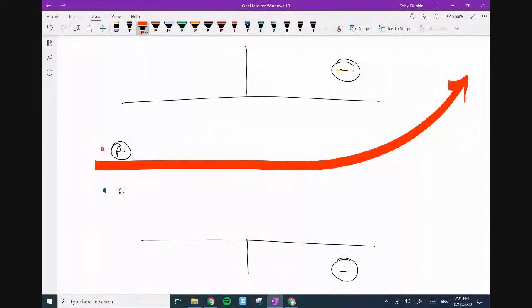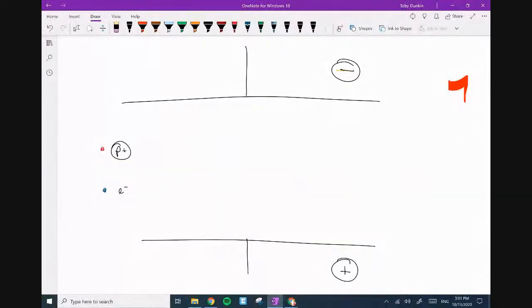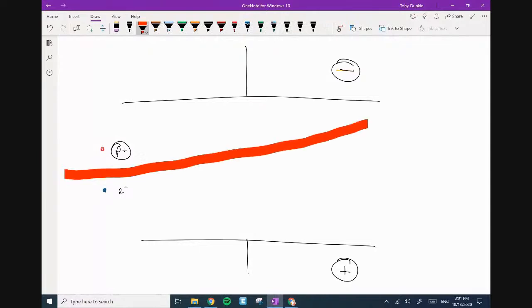It gets deflected. In reality, it's actually more than that. As soon as it enters that field, we're going to start to see its deflection. Now the electron, on the other hand, that path is going to be very different. It's going to be like this.